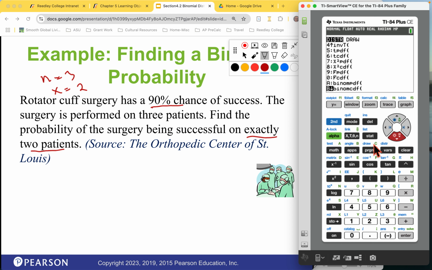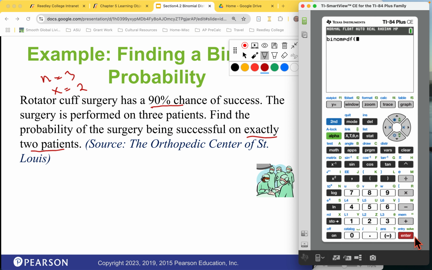CDF is cumulative distribution function, okay? Cumulative. When we use that one, it's going to give us the percent for a number or below. So if we wanted 2 or less, we would use that one. But we want exactly 2, so we're going to go up and use this one.